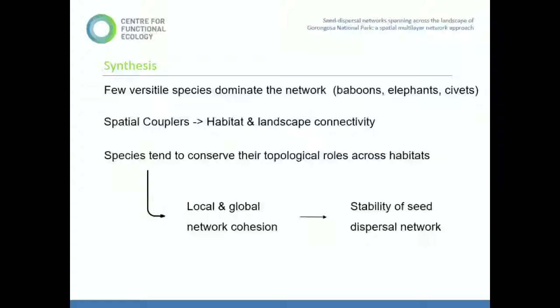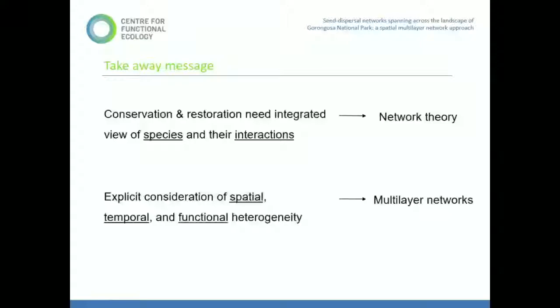There were a few versatile species that dominate the network, namely the baboons, the elephants, and the civets. These act as spatial couplers, providing connectivity to habitats and landscapes. And these species tend to conserve the topological roles across the habitat. So they provide local and global cohesion to the network and potentially stabilize the seed dispersal network.